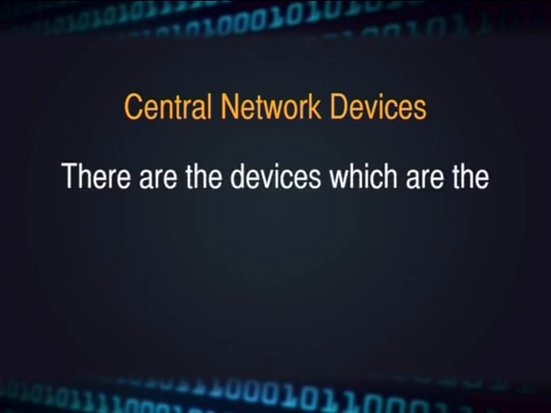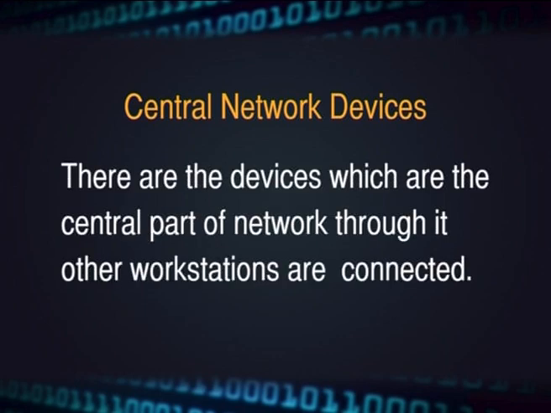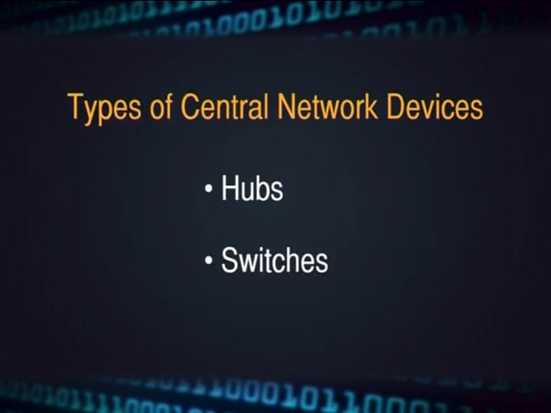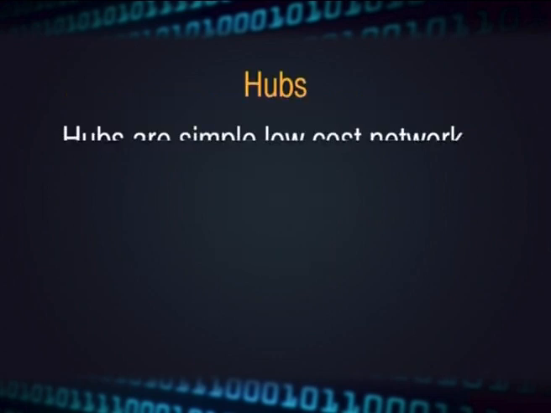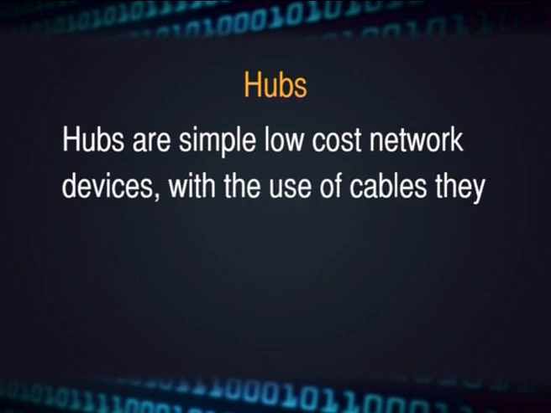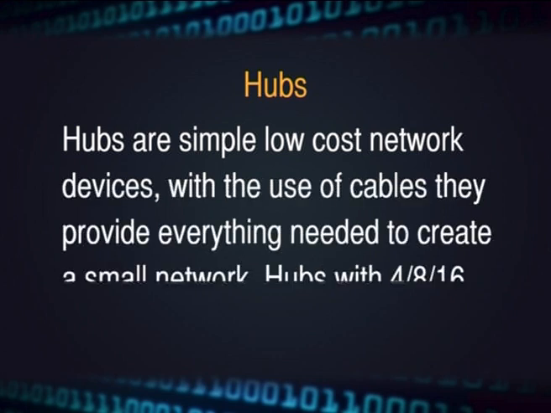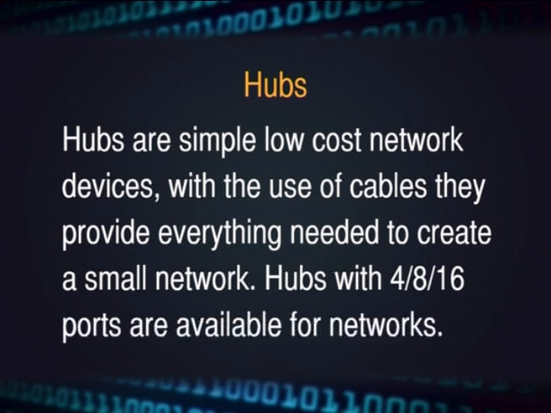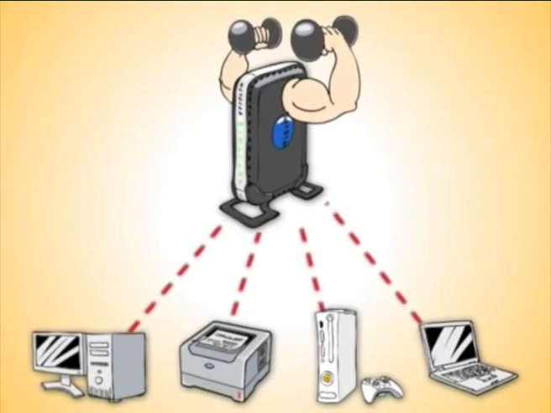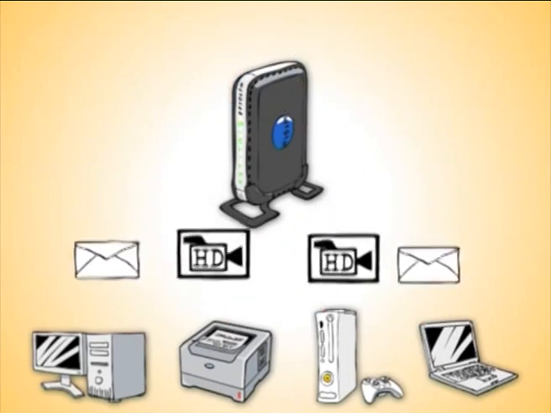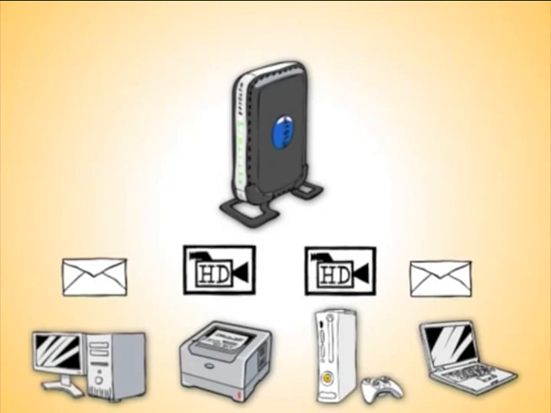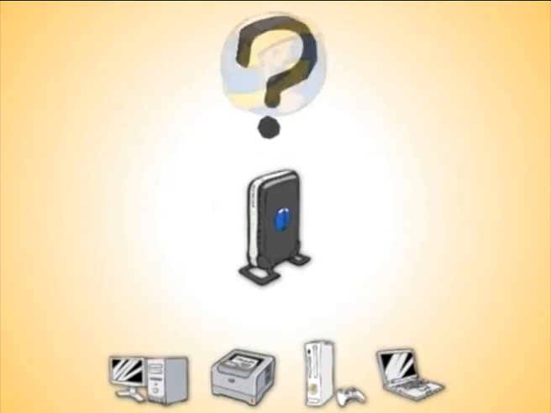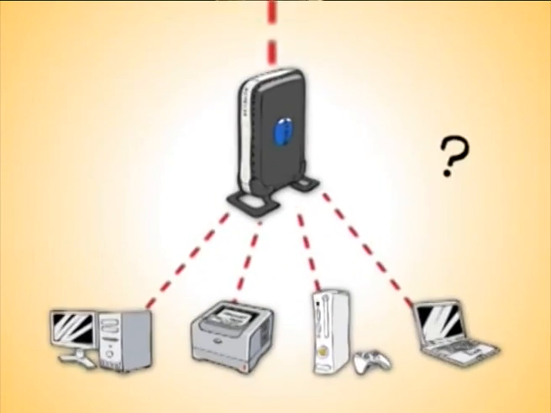These are the devices which are the central part of a network through which other workstations are connected. These may be hubs or switches. Hubs. Hubs are simple low-cost network devices. With the use of cables, they provide everything needed to create a small network. Hubs with 4, 8, 16 ports are available for networks. An unintelligent network device that sends one signal to all the stations connected to it. All computers or devices are competing for attention because it takes the data that comes into a port and sends it out to all the other ports in the hub.